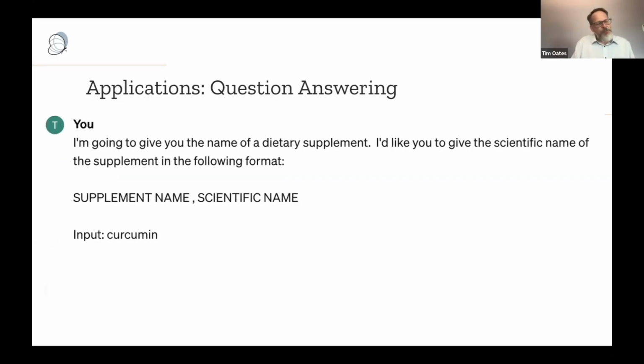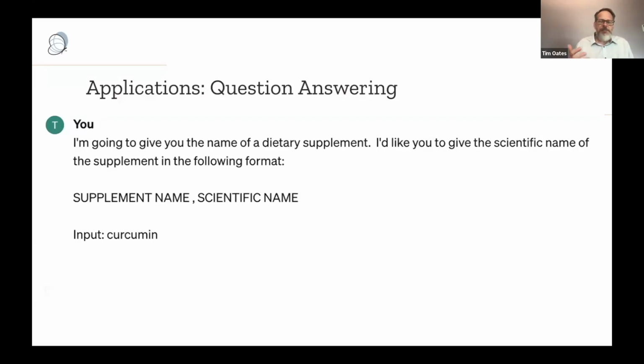It turns out that for large language models, formatting your prompt like you would for a human can be very important. So look how I've written this thing differently. I'm going to give you the name of a dietary supplement. I'd like you to give the scientific name of the supplement in the following format. So now I've said supplement name, comma, scientific name, and I've labeled the input as curcumin. Now, why is that useful? As a computer scientist, typically white space doesn't matter. Formatting doesn't matter when you're interacting with machines. But the reason formatting matters is because much of the content on the web was written by humans for humans. And so these visual cues can be super important.